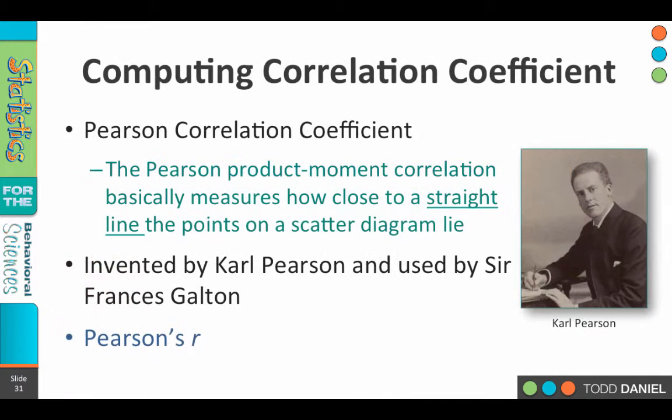Now, let's remind ourselves, what are we talking about? The Pearson correlational coefficient was created by Carl Pearson. And the Pearson product moment correlation basically measures how close to a straight line the points on a scatter plot lie. So, invented by Carl Pearson and used by Sir Francis Galton, perhaps made famous by Sir Francis Galton. Because of its inventor, the correlational coefficient is sometimes called Pearson's R.